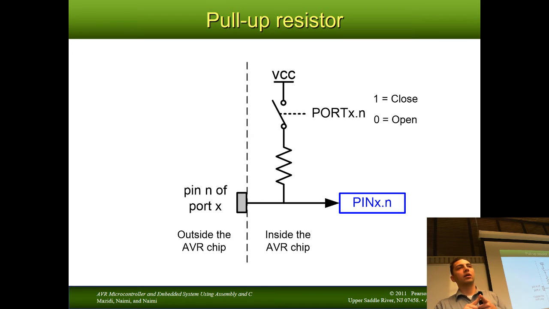If we have DDR as 1 and port is a 0, that outputs 0 volts. If we have data direction register as 1 and the port register is a 1, that outputs 5 volts. One more combination that I haven't talked about yet. If the data direction register is 1, which means if the data direction is 1, is it an input or an output?